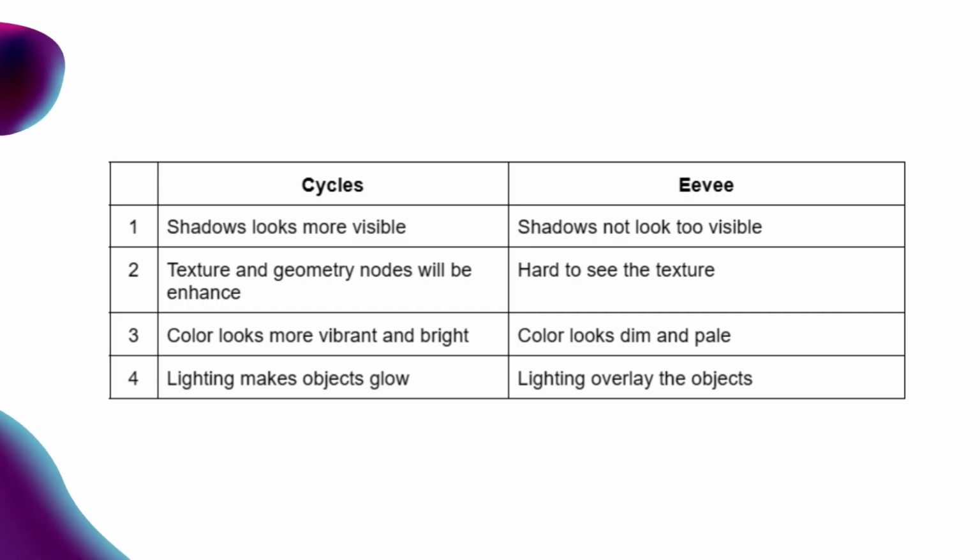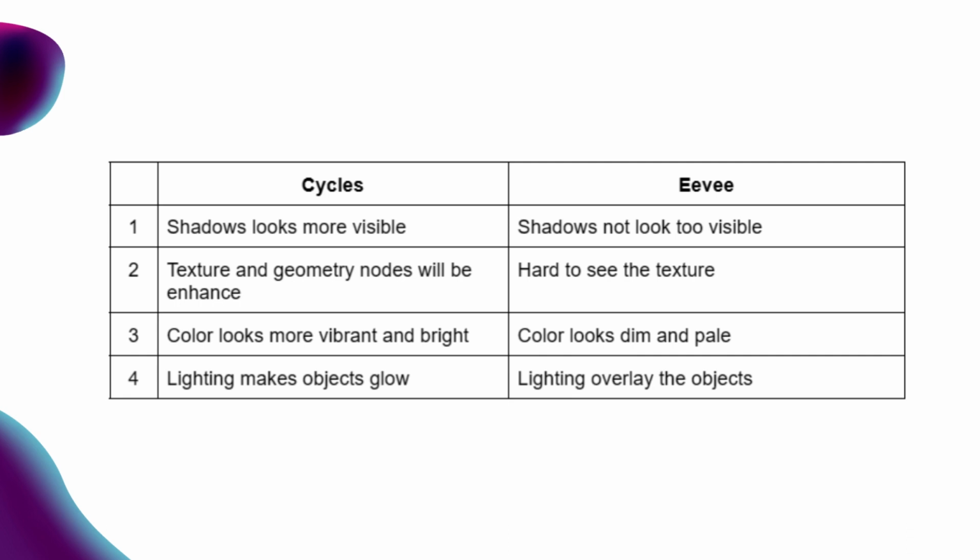So the next slide is the difference between the Cycles and EEVEE render. In the process, we found that these two render engines have different quality. For the first, for Cycles, its shadow looks more visible. Second, the texture and geometry nodes are enhanced. Third, the color looks more vibrant and bright. For the last, in Cycles the lighting makes objects glow.